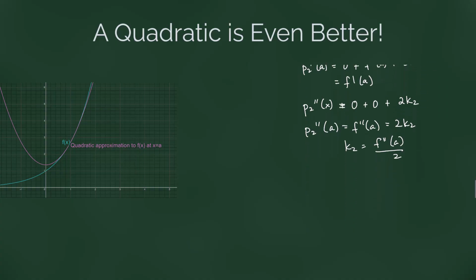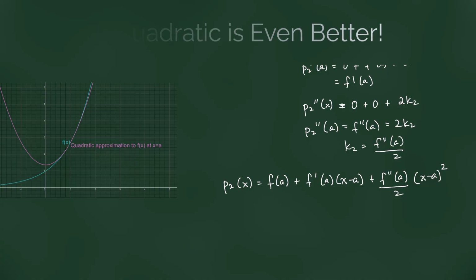So now we've figured out what our second degree polynomial must look like. It must be f of a plus f prime of a times x minus a to the first power plus f double prime of a over 2 times x minus a all squared. That meets all three of our conditions.